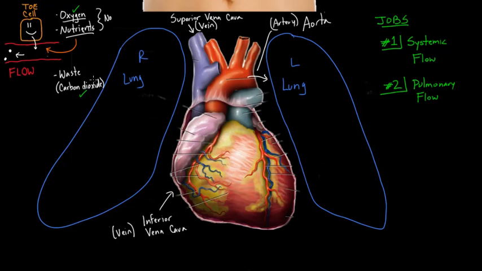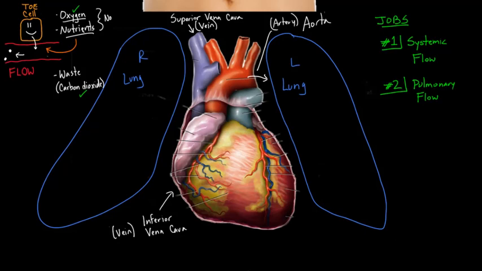But if you never got rid of that carbon dioxide or brought in new oxygen, then a cell is not going to be very happy either. I mean, you can have blood flow, but at some point it's also going to want some oxygen. And it's going to want to get rid of that carbon dioxide. So that's where the lungs come in.